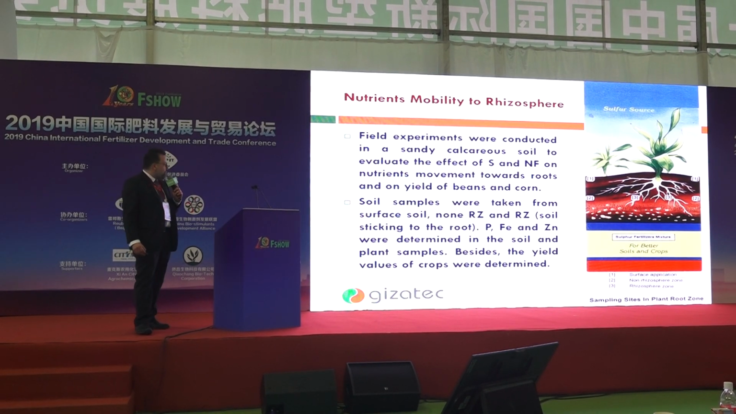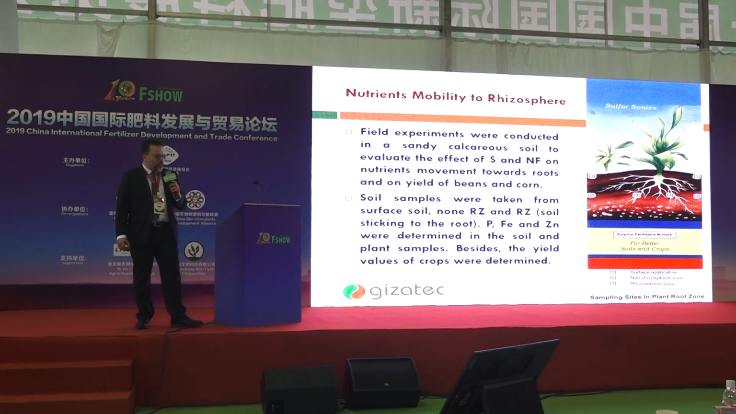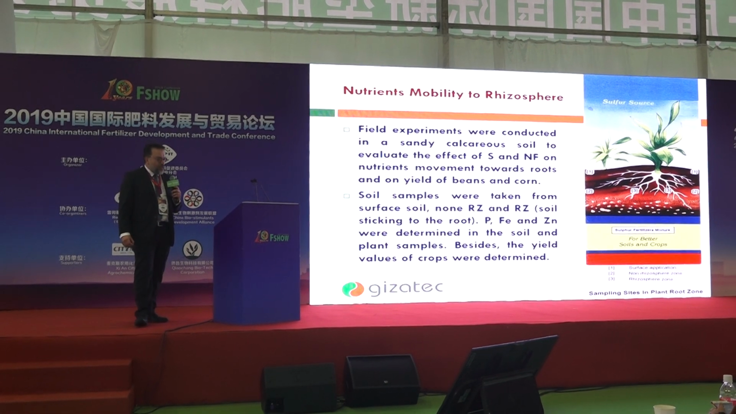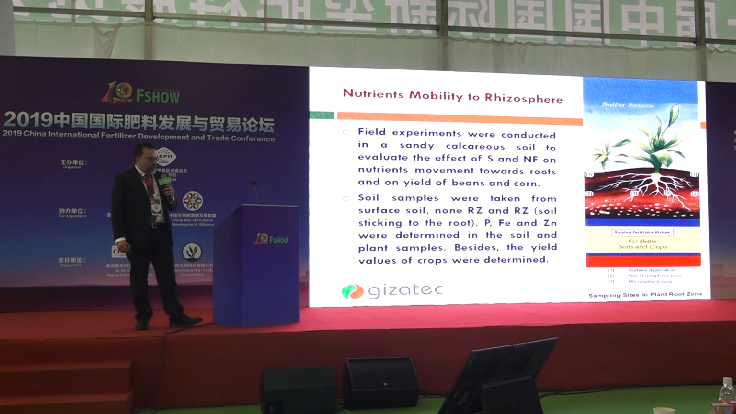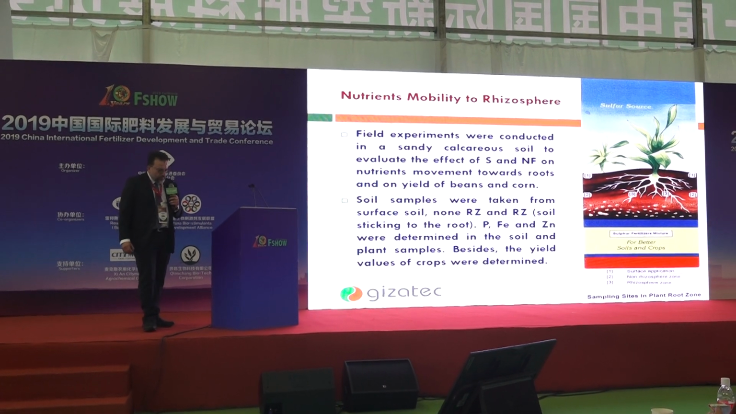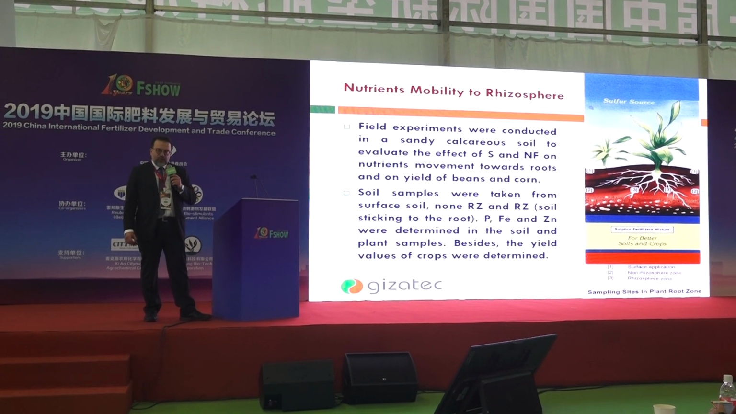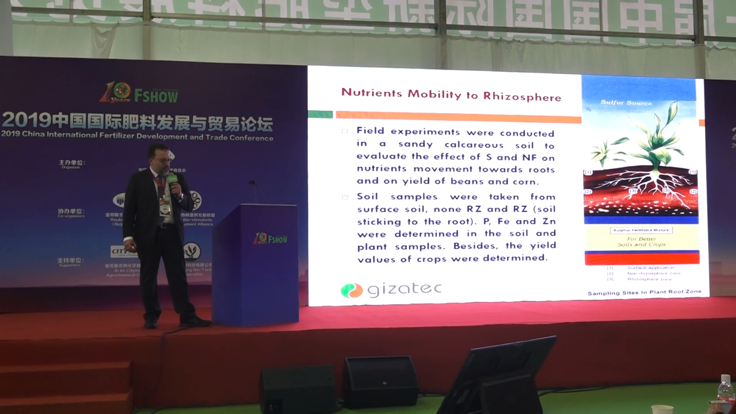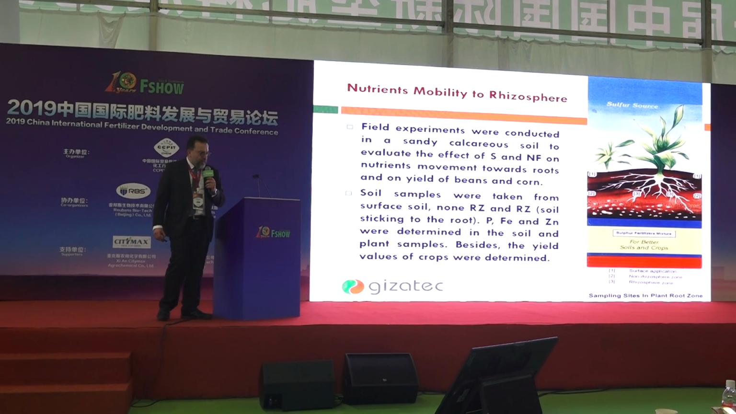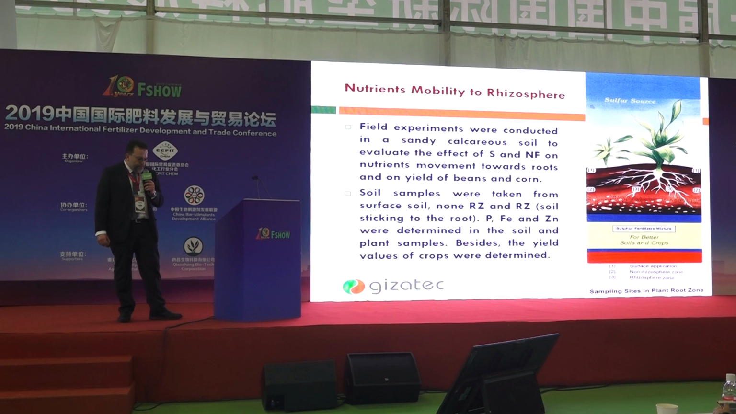Nutrients mobility in the rhizosphere. Field experiments were conducted in a sandy calcareous soil to evaluate the effect of sulfur and Acrite on nutrient movement toward roots and on yield of beans and corn. Soil samples were taken from surface soil, non-rhizosphere, and rhizosphere soil sticking to the roots. Phosphorus, iron, and zinc were determined in the soil and plant samples. Besides, the yield values of crops were determined.